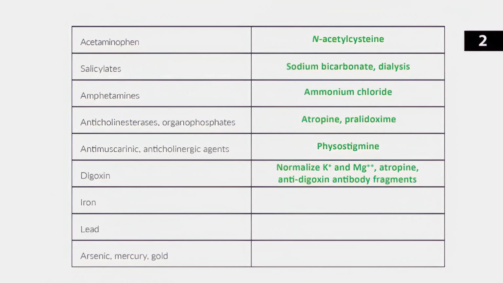Next we have iron. So the treatment for iron toxicity is deferoxamine. So remember that the chemical symbol for iron is Fe, so that's how you remember deferoxamine. Next we have lead. The antidote would be EDTA or succimer or dimercaprol. Arsenic, mercury, gold, you can use dimercaprol or succimer. The dimercaprol is pretty easy to remember because it has merc in it, so for mercury toxicity. And then dime might also help you remember money for gold.